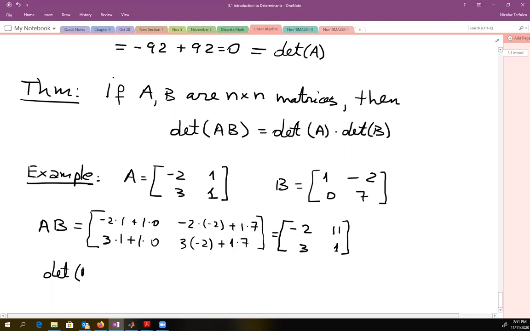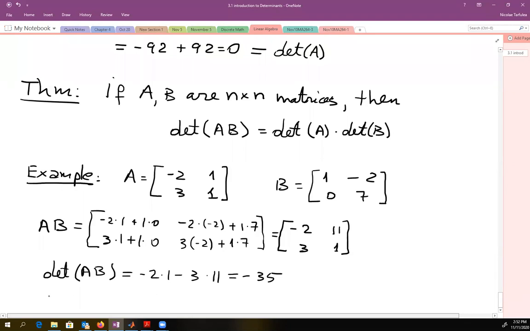Okay, so what's the determinant of this product? Is negative 2 times 1, right? Negative 2 times 1 minus 3 times 11. So this is negative 35, right?